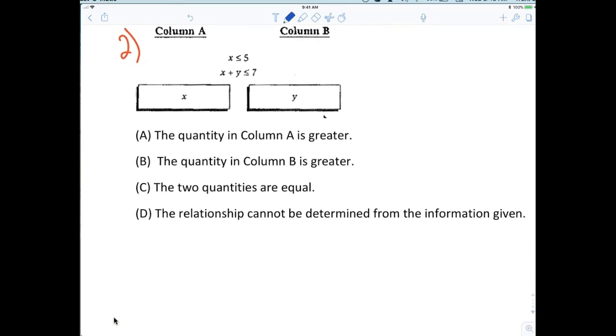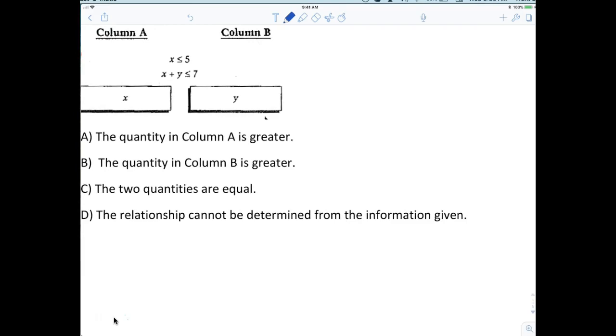Question number 2. So if x is less than or equal to 5, and x plus y is less than or equal to 7. Now, I always thought these were kind of hard. So let me try to show you how I would do it. I like my little table here. So x, y. So what's the largest x could be? Five. So if I put a 5 in for x, now I want you to rewrite this for me as y is less than or equal to 7 minus x. All I did was just move the x over to the right side.